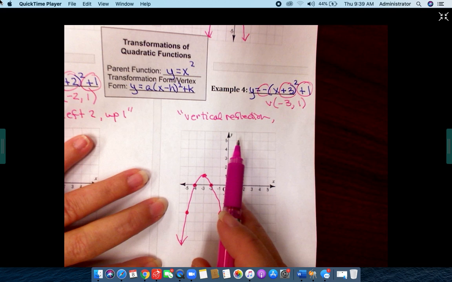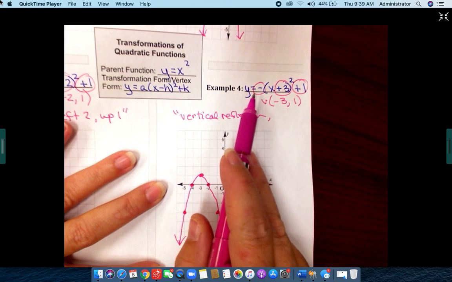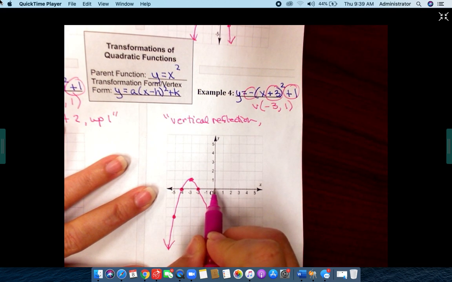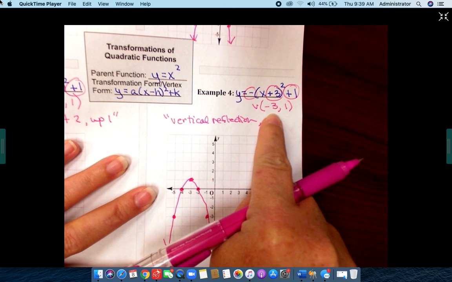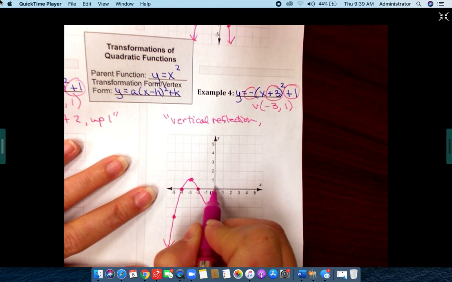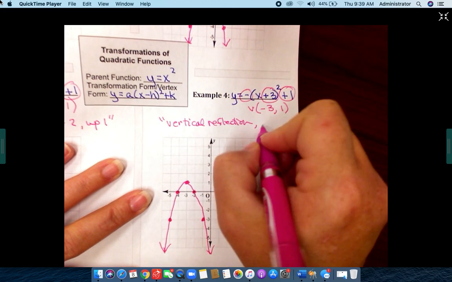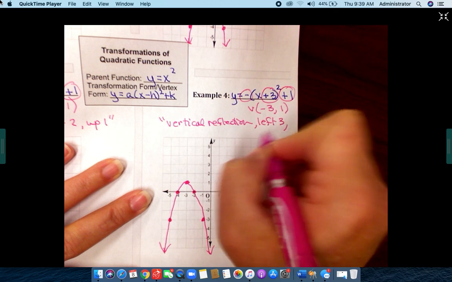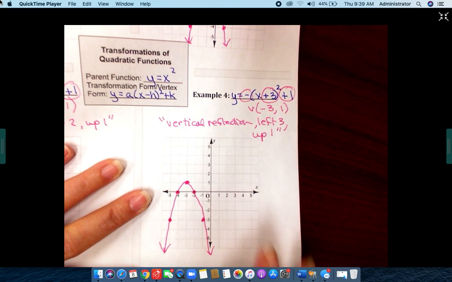But what do we need to add to our list? So we have a vertical reflection because of the negative. And just think, how did I get from 0 to the point -3, 1? I went left 3, up 1. And that's all you have to do. Left 3, up 1.